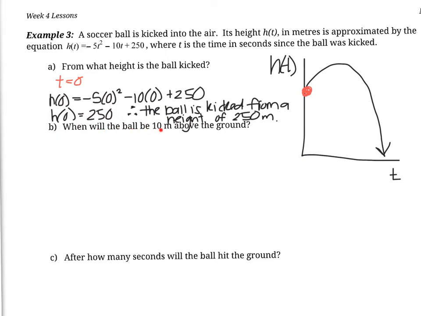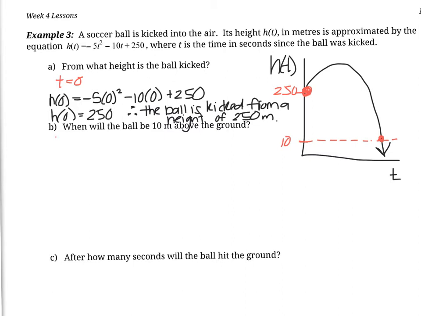When will the ball be 10 meters above the ground? 10 meters above the ground. So now we know something about this. We know that this is 250. So where is the height 10? Maybe like here? And so we're looking for the intersection of the line y equals 10 and this parabola here.